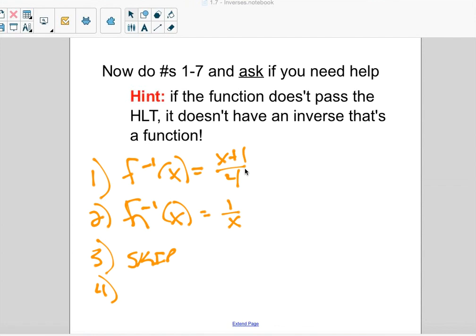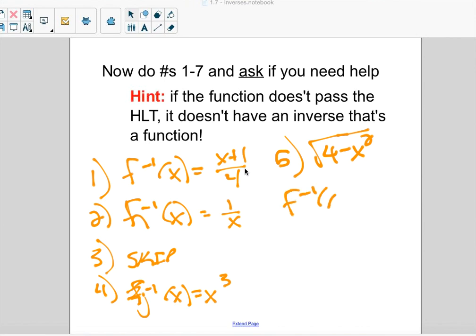Number 4, f inverse of x, or actually, sorry, I keep screwing up these letters. It would be j inverse of x equals x to the third. Number 5, if you did it, what you notice is this is the square root of 4 minus x squared. Now, when you actually go ahead and do the inverse, you will get f inverse of x equals plus and minus the square root of 4 minus x squared. So it kind of looks like the original. It's actually different. The plus and minus is key here, so you have to make sure you do positive and negative when you take a square root.